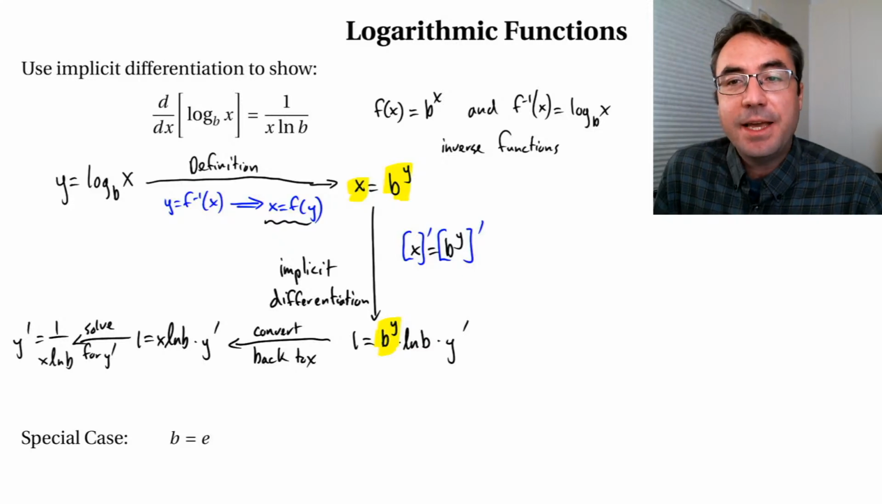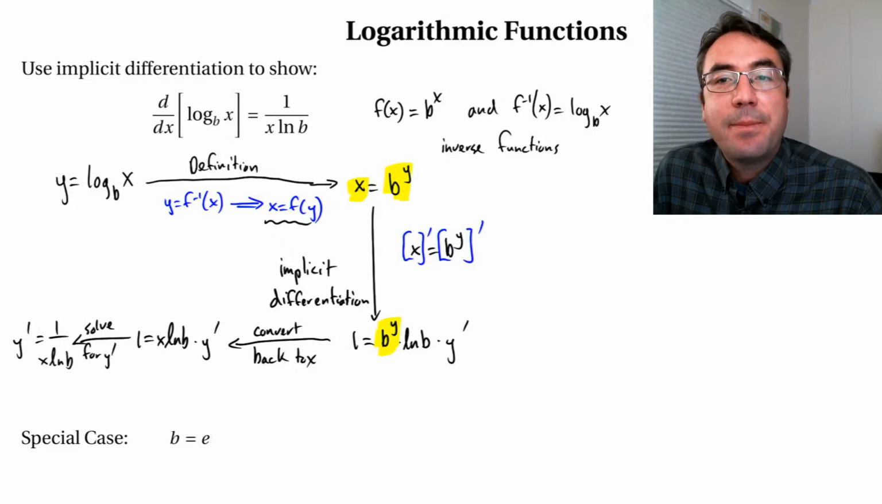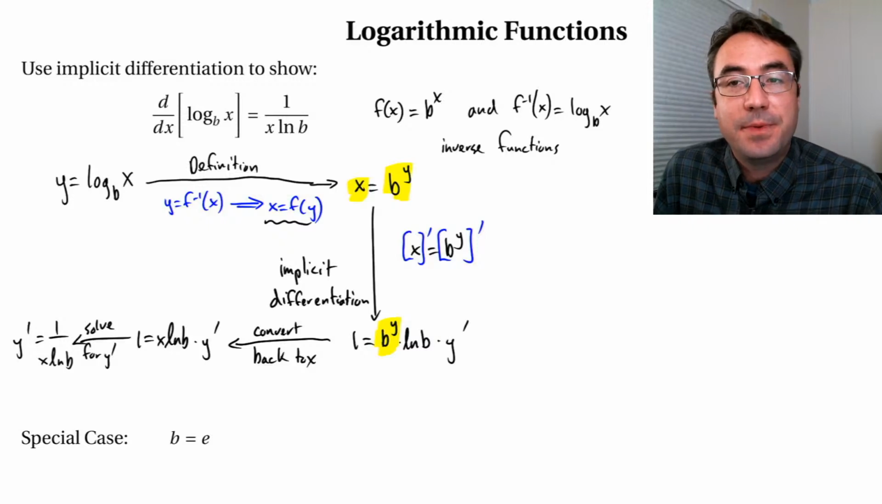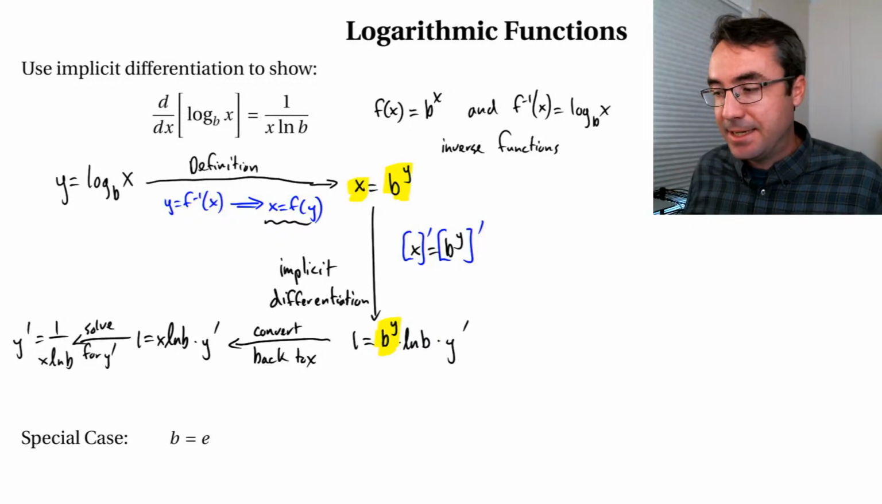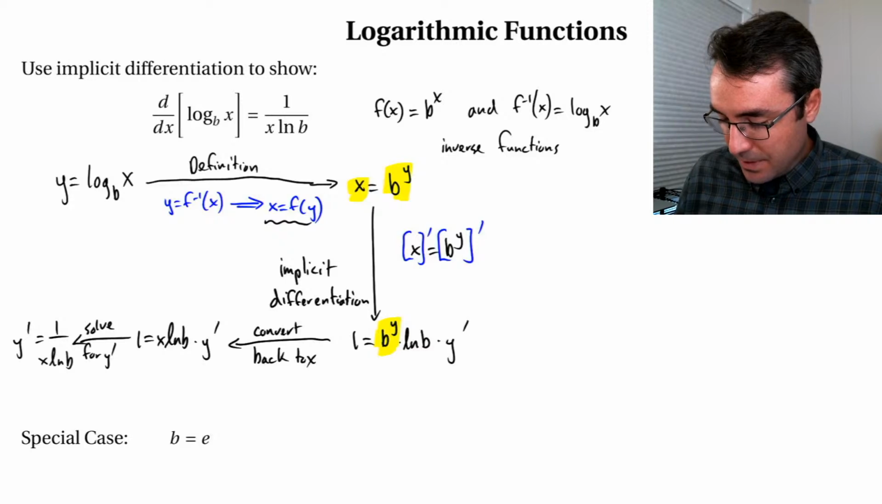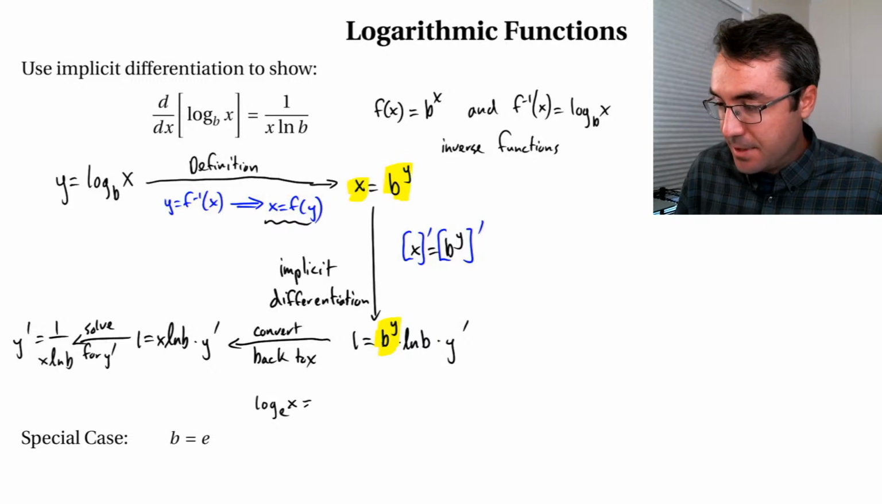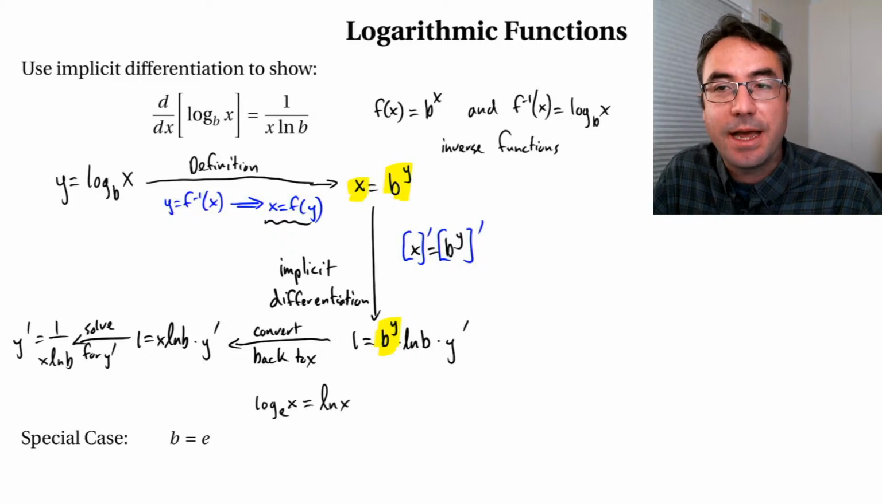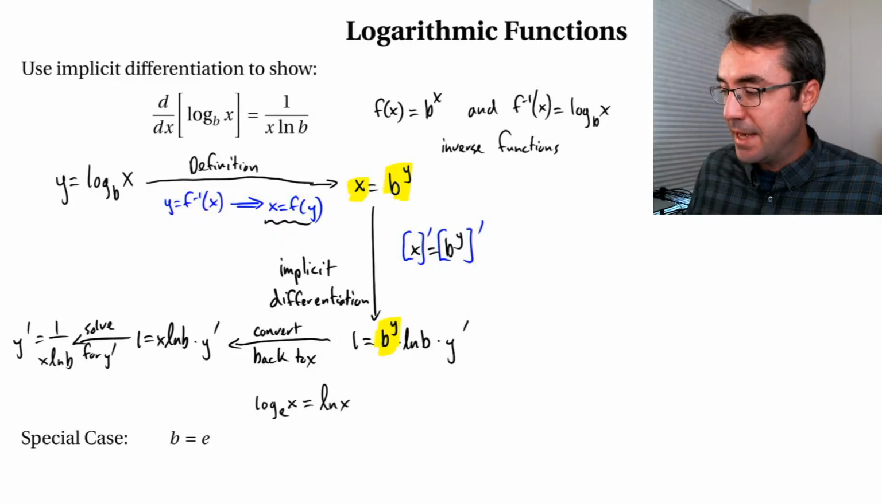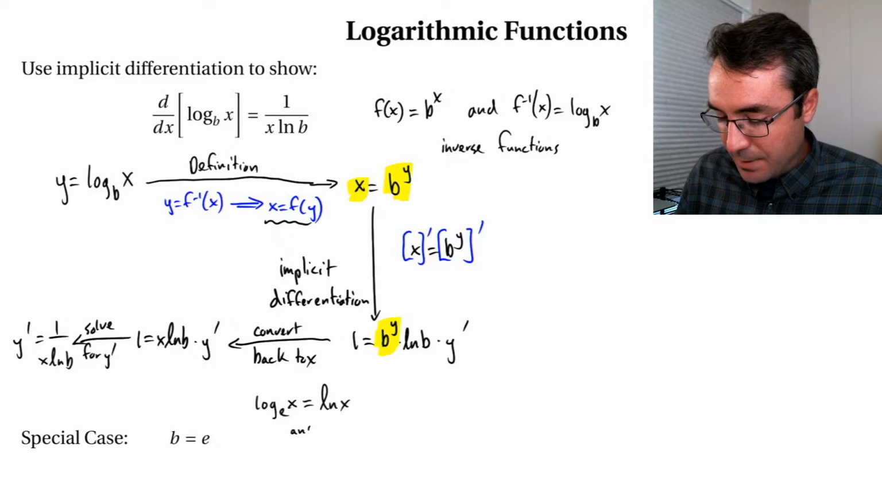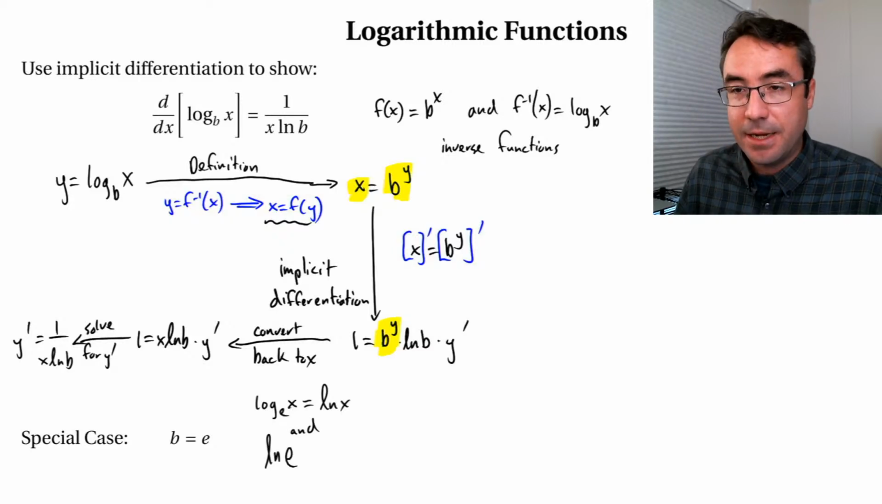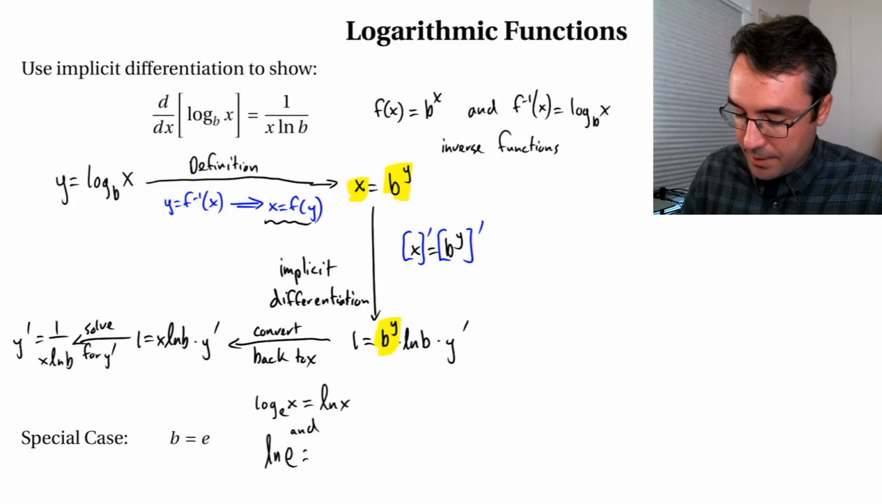Now there's a special case of this, and that's what happens when the base b term is just e. So when this is the case, we could write log base e of x, but we don't normally write that. We give it a special name. We call it natural log, ln of x. And it's also helpful to remember that the natural log of the number e is equal to 1.